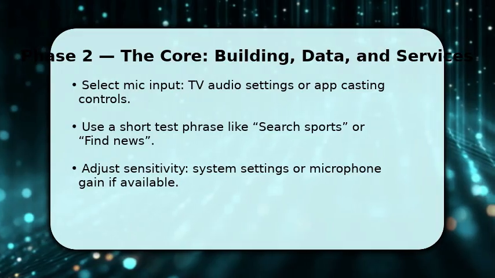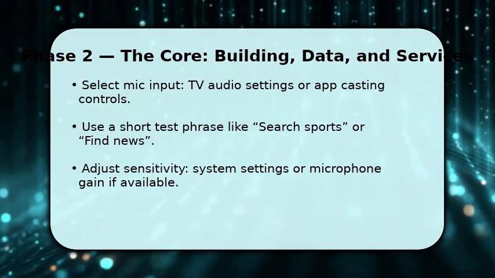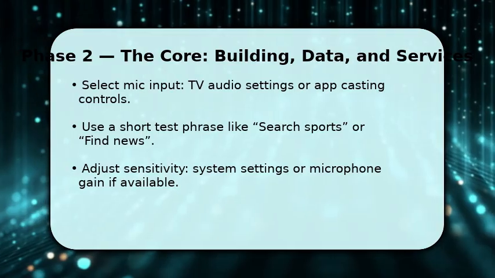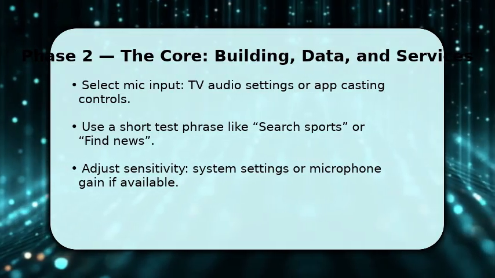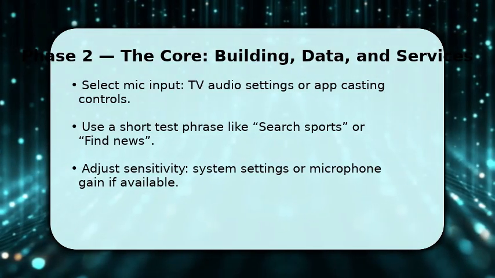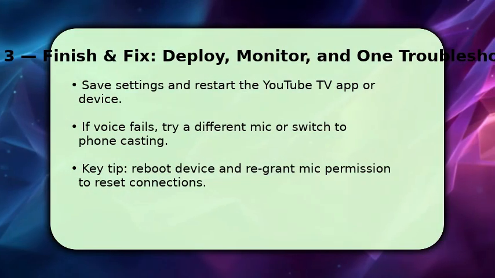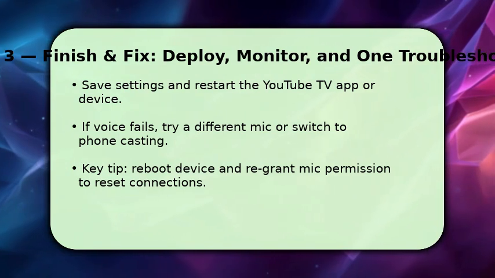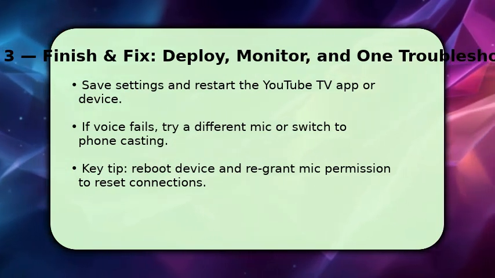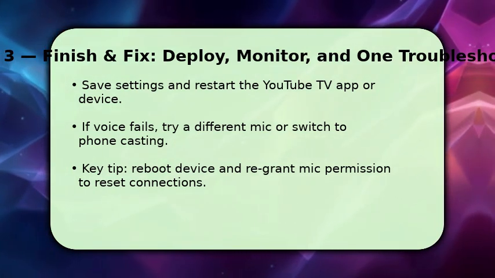If commands are muffled, make sure to adjust mic sensitivity or gain in the device menu. This reduces background noise and improves recognition for longer, complex requests. To finish, save your changes and restart the YouTube TV app or the entire device so the new mic settings take effect. If voice commands still fail, swap to another microphone type.